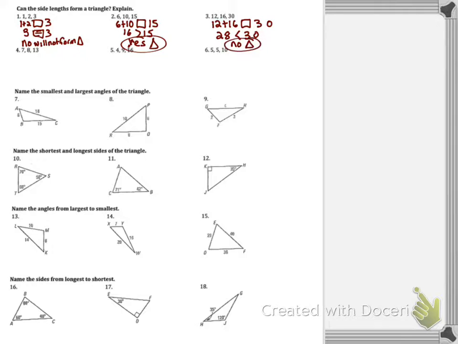Down here, we have another set. I'm going to change my color so they don't bleed together. And again, we see that 13 plus 8 is greater than 7, and 13 plus 7 is greater than 8, but is 7 plus 8 going to be greater than 13? And we see that 7 plus 8 is 15, which is indeed greater than 13. So yes, it does form a triangle.